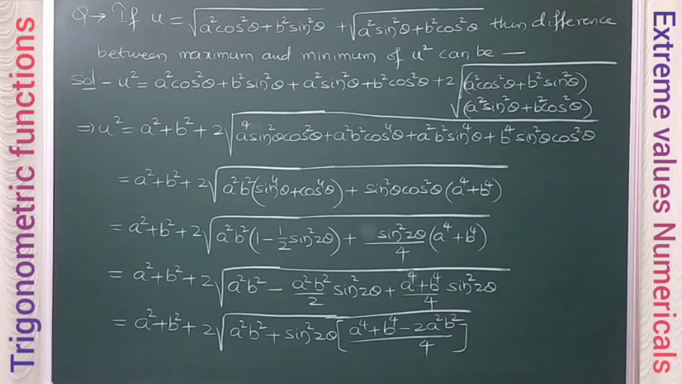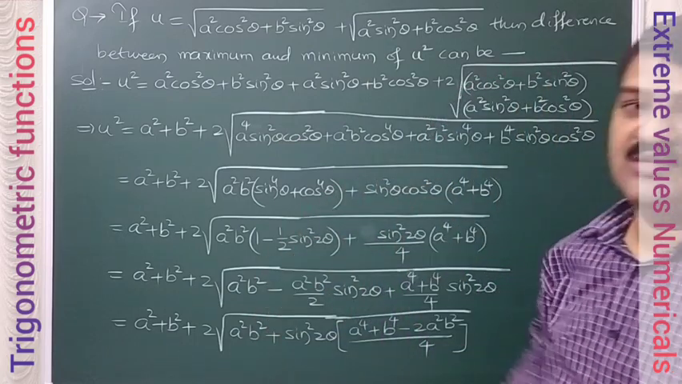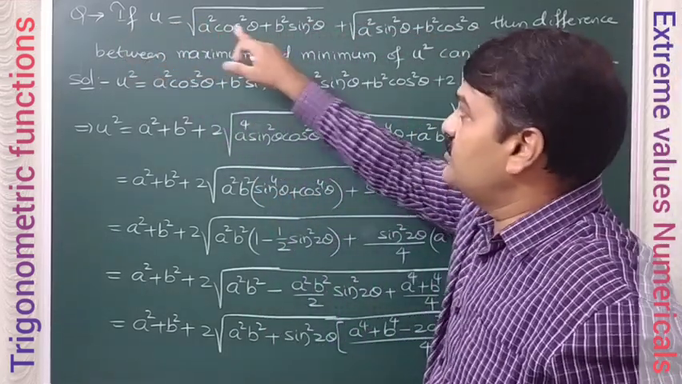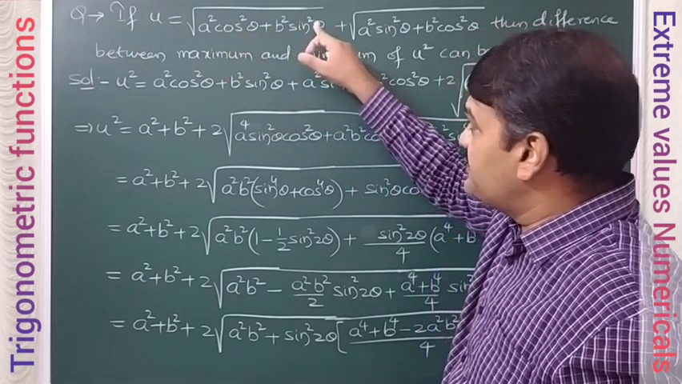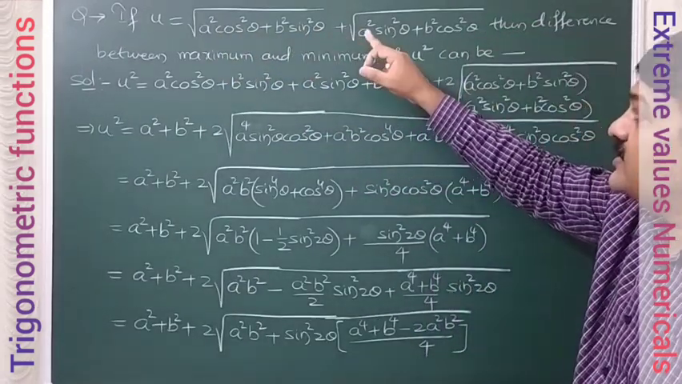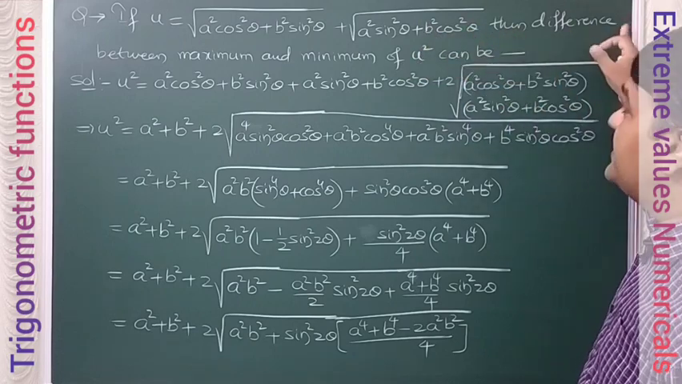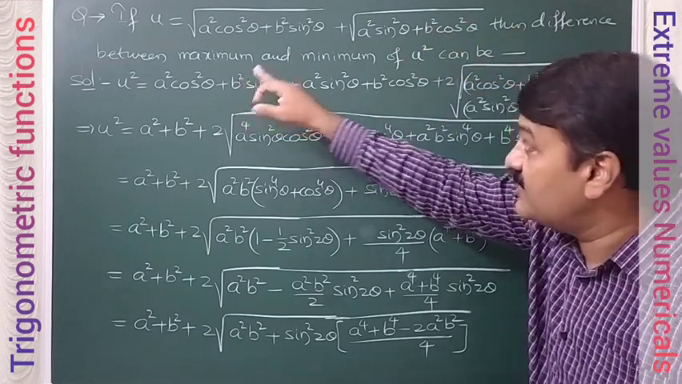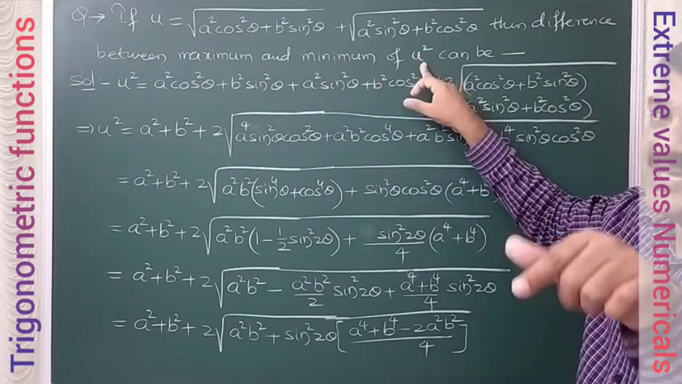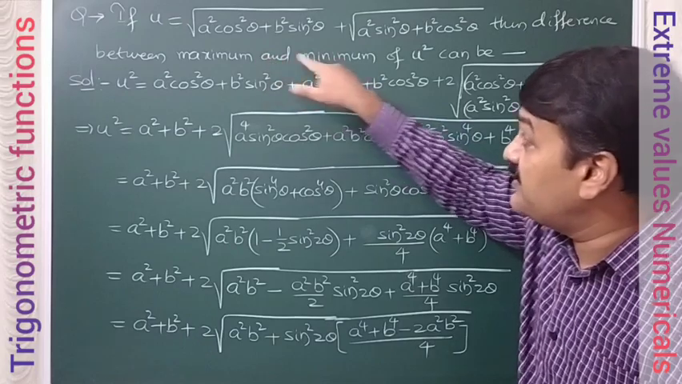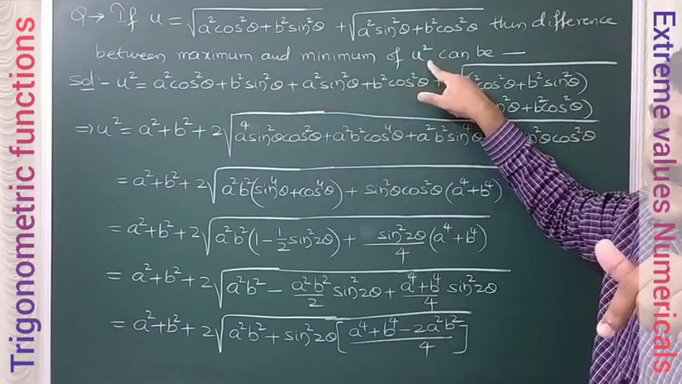Okay, so this is the next question on the board along with some pre-solved solution. If u is equal to under root of a² cos² θ + b² sin² θ plus under root of a² sin² θ + b² cos² θ, the difference between the maximum and minimum of u² is required.